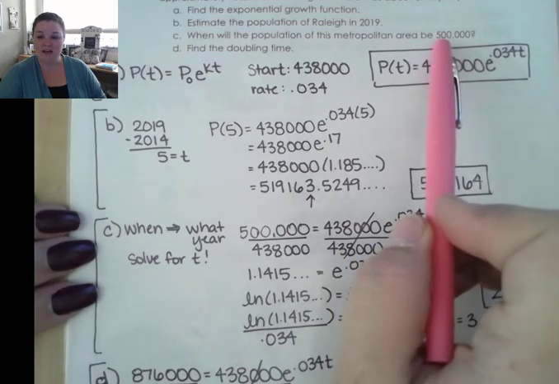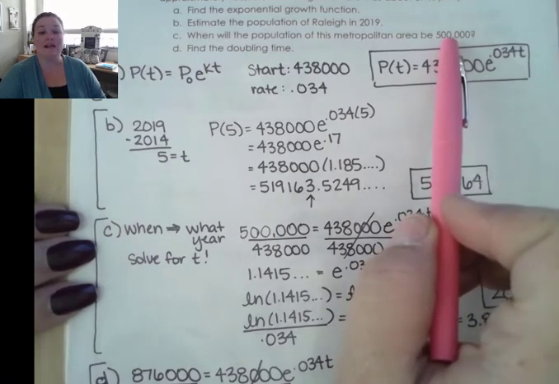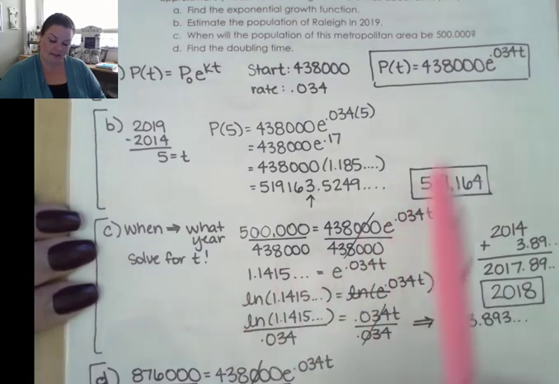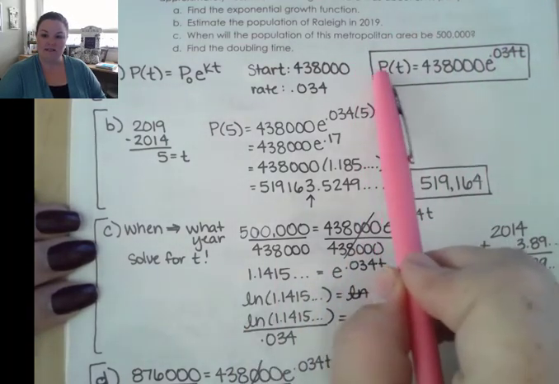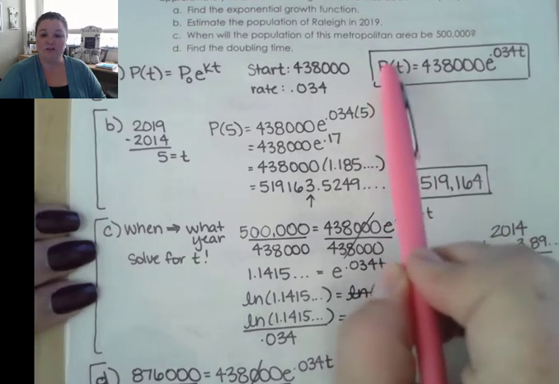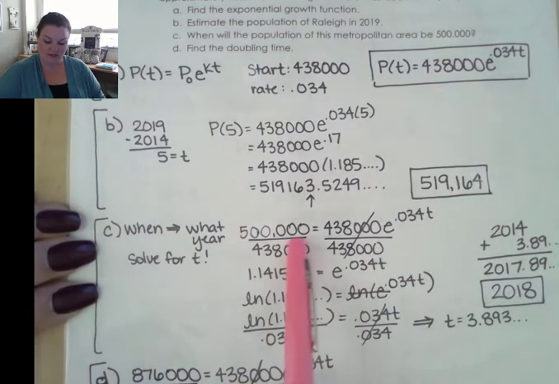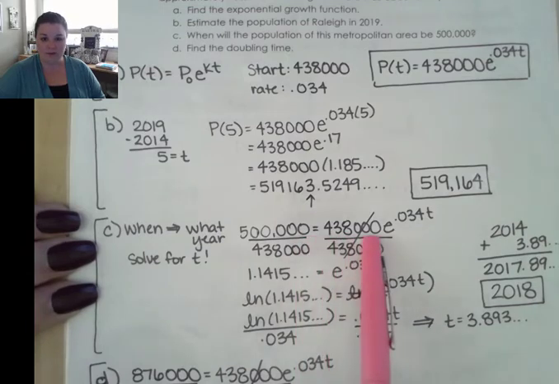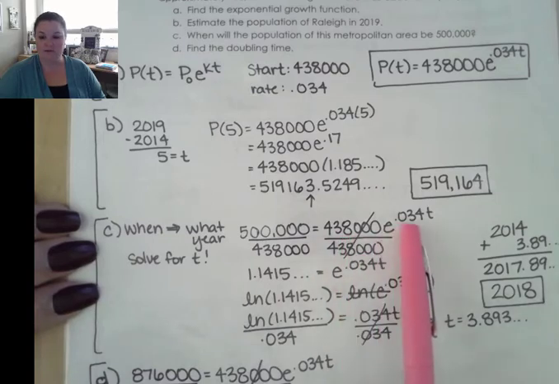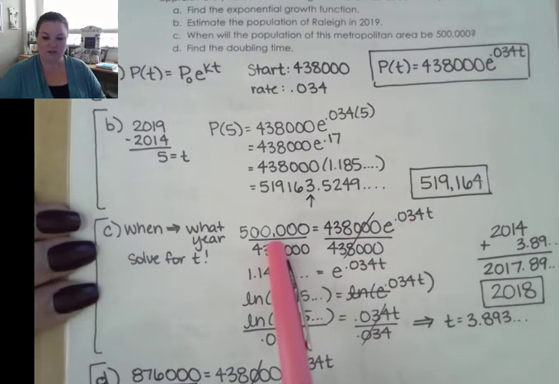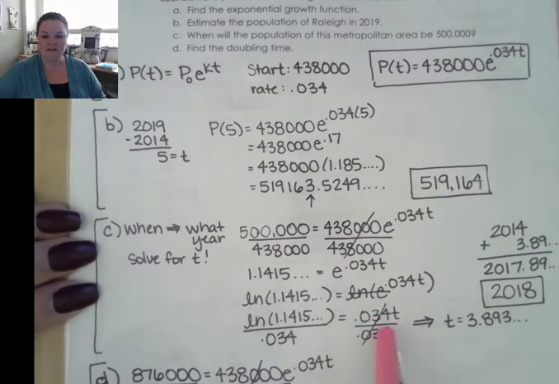For part C, it says, when will the population of this metropolitan area be 500,000? Okay? 500,000 is what we want the population to be, or our end amount. So I'm going to take this function, and this time I'm going to plug 500,000 in for the end amount. That gives me 500,000 is equal to our initial population of 438,000 times e to our rate, which is 0.034t. Then I had to get e by itself, so we divide off our starting amount, which gives us a decimal. Then I take ln of both sides to get rid of the e, and then I can divide off that 0.034 that's attached to the t.